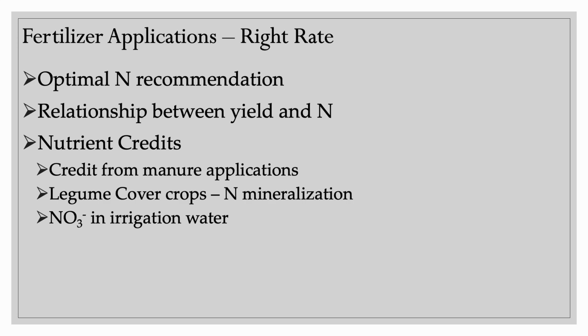It's just not feasible. And then making sure that we understand our nutrient credits, so we can have manure applications. Remember that when we apply our legume cover crops, we're going to get a net mineralization. And then there's also possibly some nitrates, hopefully not too much, in the irrigation water that will give you an extra little boost. So we want to make sure that we're not buying a lot of fertilizer.